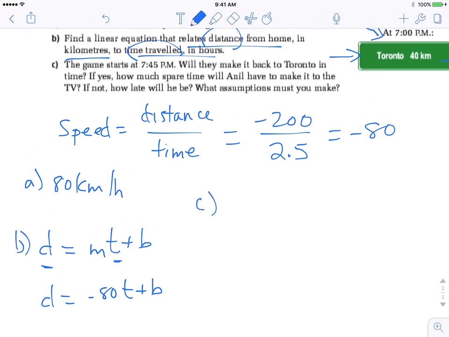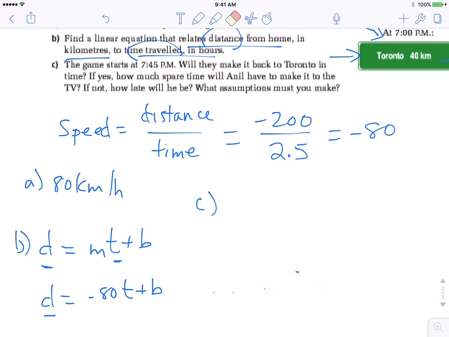C asks us, the game starts at 7:45. Will they make it back to Toronto in time? If yes, how much spare time will Anil have to make it to the TV? If not, how late will he be? And what assumptions must you make? So when he makes it back to Toronto, the distance has to equal 0, because as I showed you on that graph, at this point he's 240 kilometers away. And then when he sees a second sign, he's here. And of course, when he reaches home, the y value will equal 0 at this point right here.